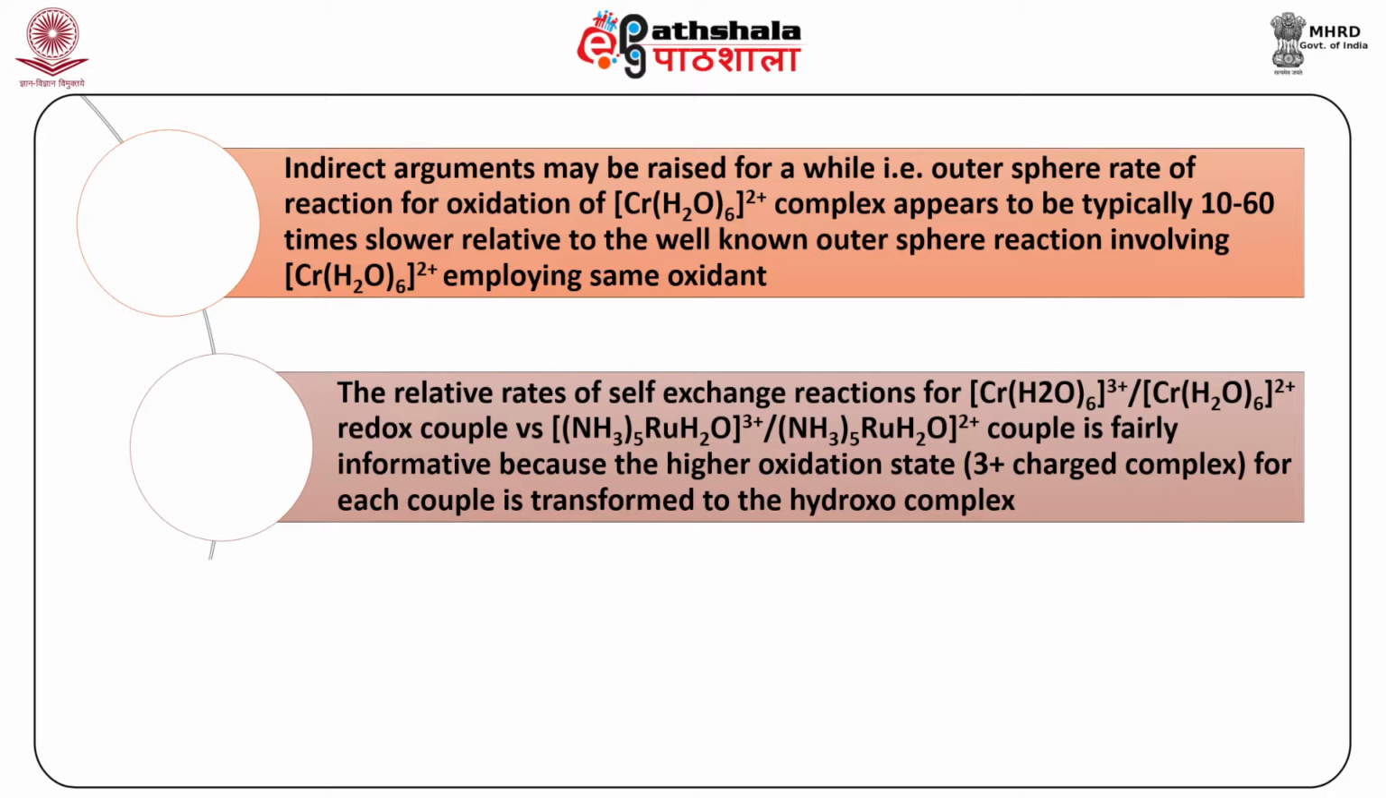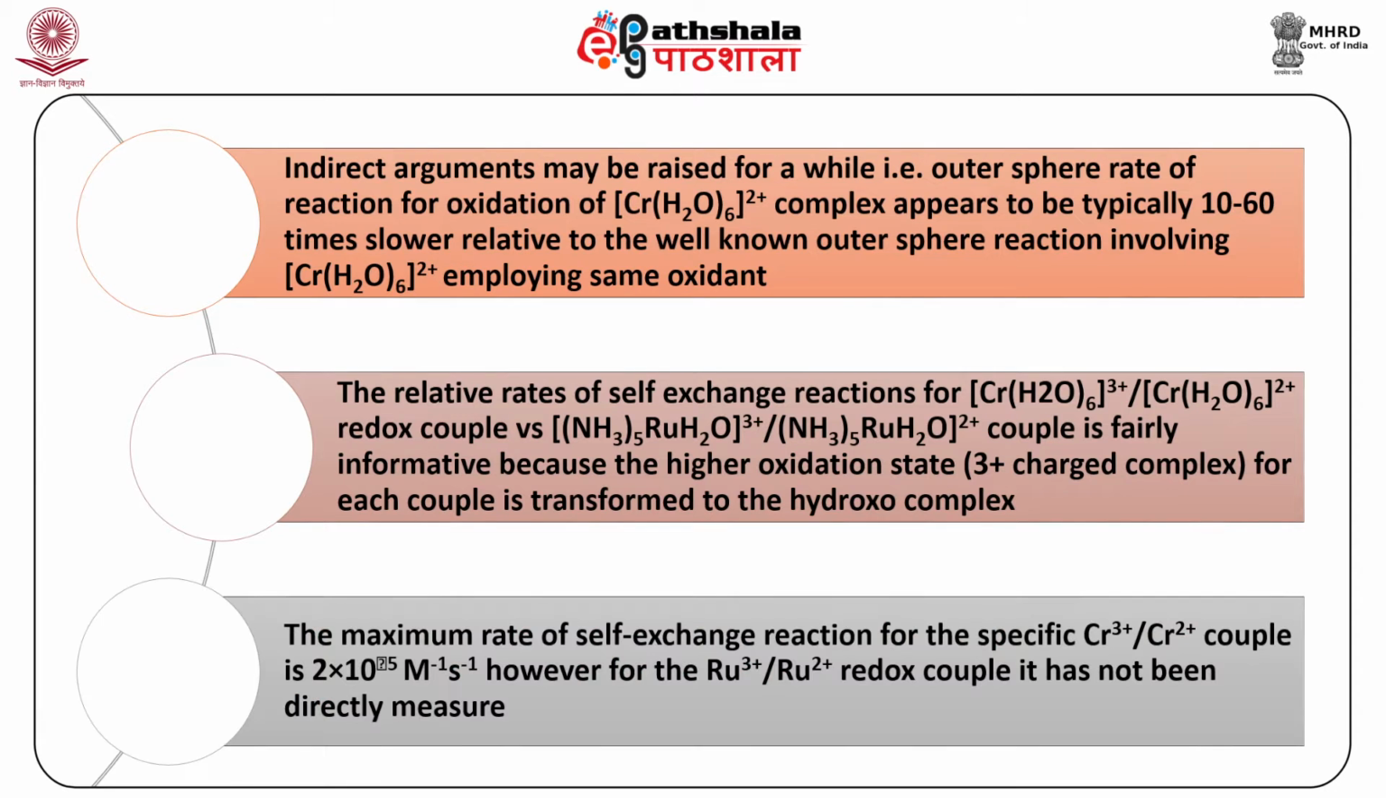This couple is fairly informative because the higher oxidation state, that is the +3 charge of the complex, is transferred and it is formed by the hydroxo complex. Why hydroxo complex? Because the ruthenium aqua group is attached and it can go for the hydroxo formation of the complex. So the maximum rate for self exchange reaction for the chromium 3, chromium 2 couple is 2 into 10 to the power minus 5.